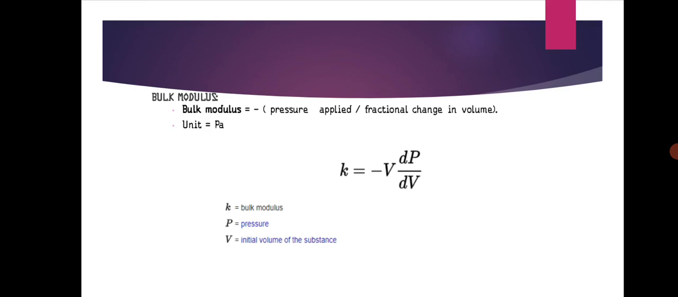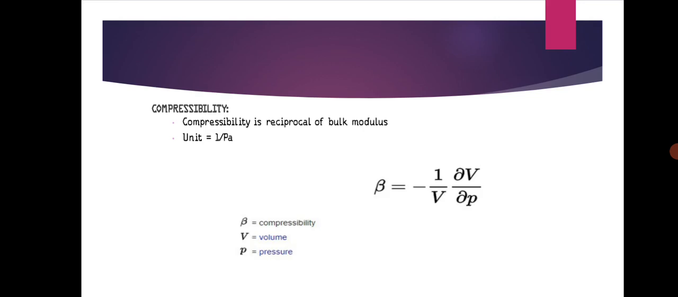Bulk modulus. Bulk modulus is equal to pressure applied divided by fractional change in volume. Unit: Pascal. K is equal to minus V dP by dV. K is bulk modulus, P is pressure, V is initial volume of the substance. Compressibility. Compressibility is the reciprocal of bulk modulus, that is 1 by K. Its unit is per Pascal. Compressibility is denoted as beta, equal to minus 1 by V times dV by dP.